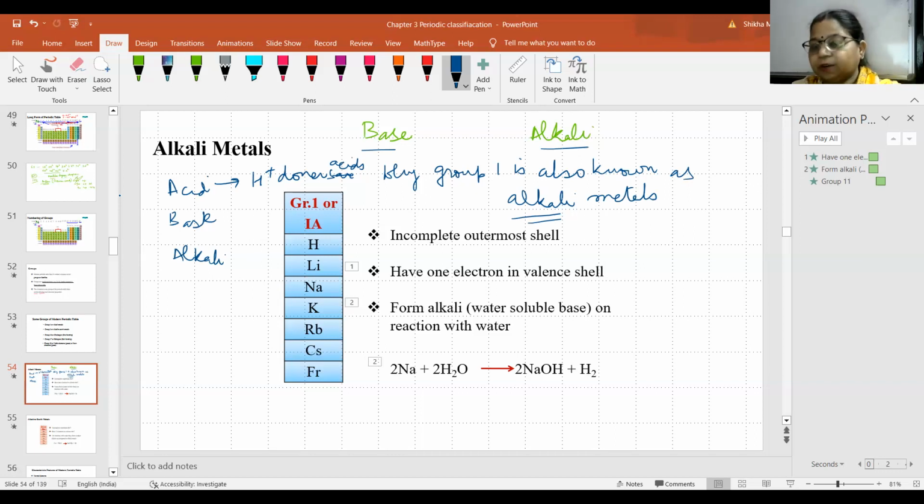Bases, I'm sorry, I couldn't see, someone of you said that they produce OH minus ions. Correct. But what is an alkali? A water soluble base is called an alkali. I believe it was one of the most important concepts in the chapter of acids, bases and salts in class 10th. A water soluble base is called an alkali. Please remember it forever now.